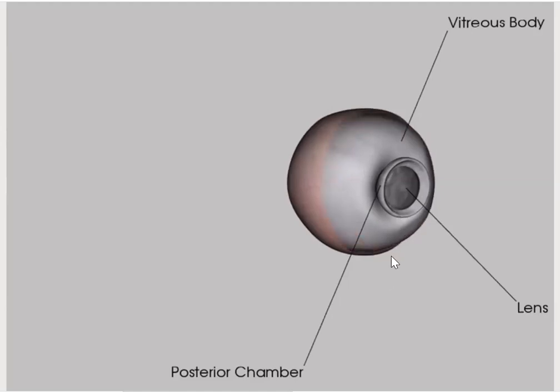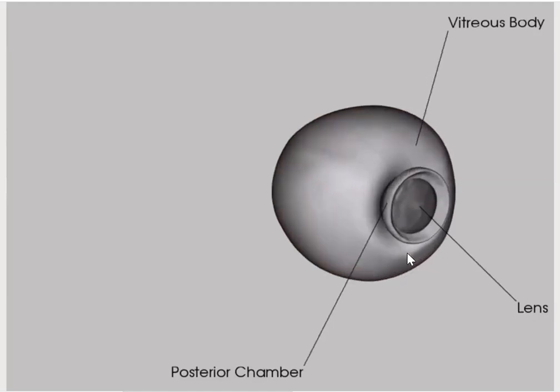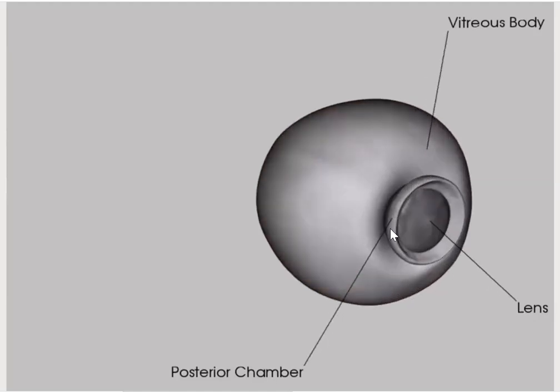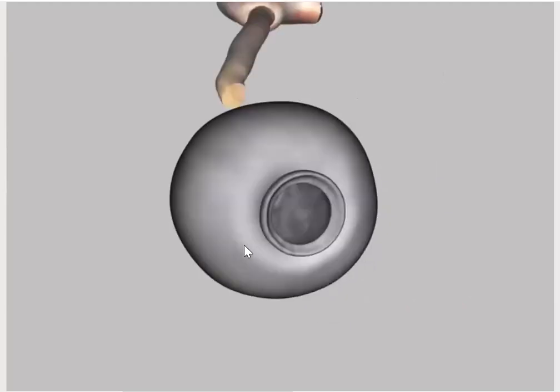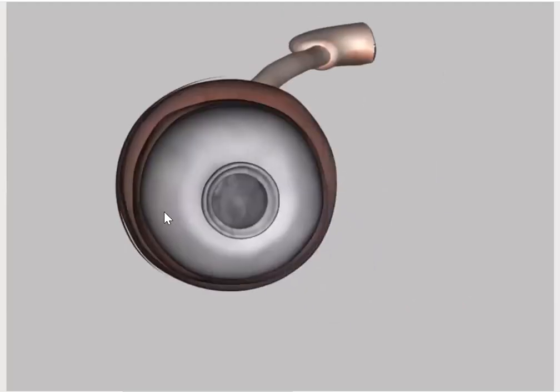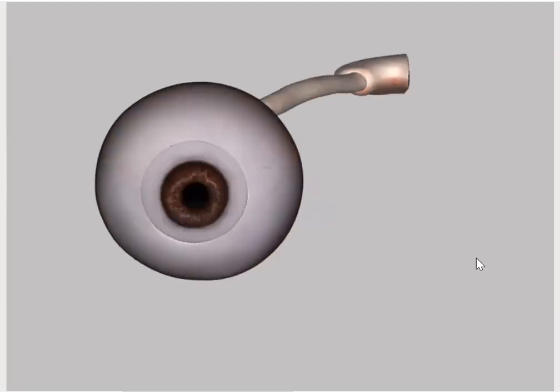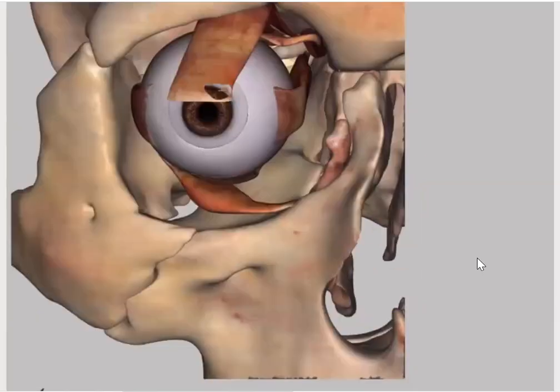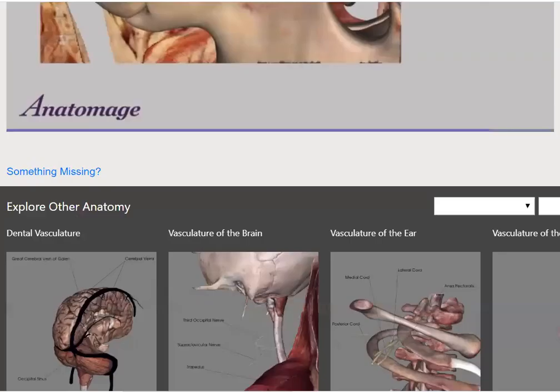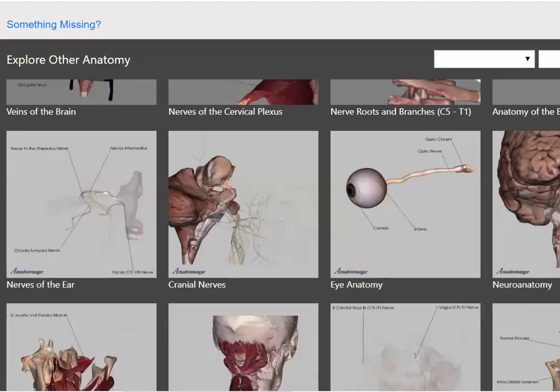We can see here, continuing on, the vitreous chamber or the vitreous body, which is basically the bulk of the internal part of the eyeball. Again, the vitreous chamber is helping to keep the eyeball patent and open. So those are some of the eye structures. Let's look at the ear structures.